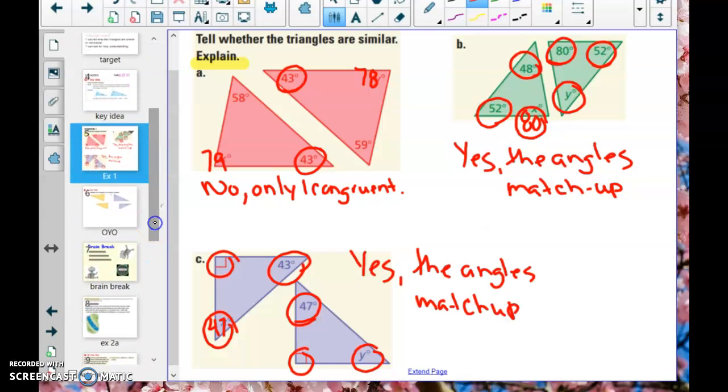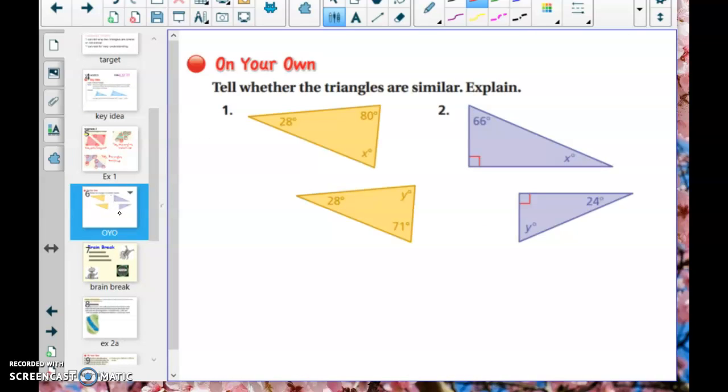All right, you can pause the video and please try doing those two on your own.